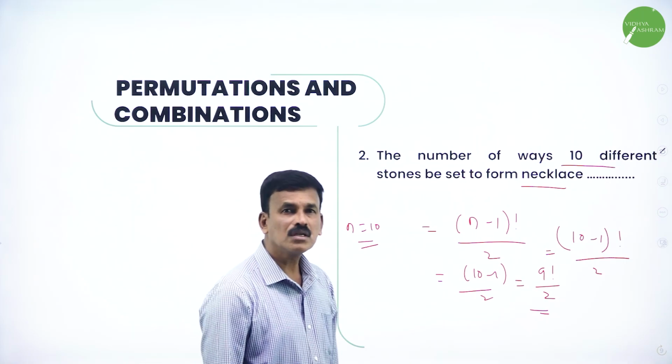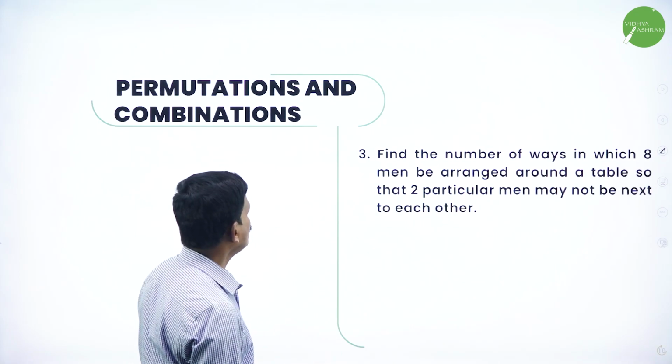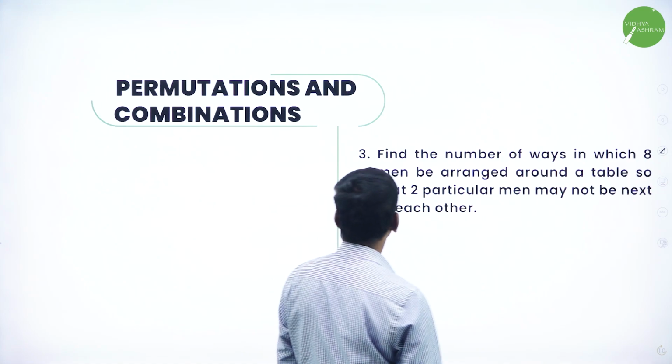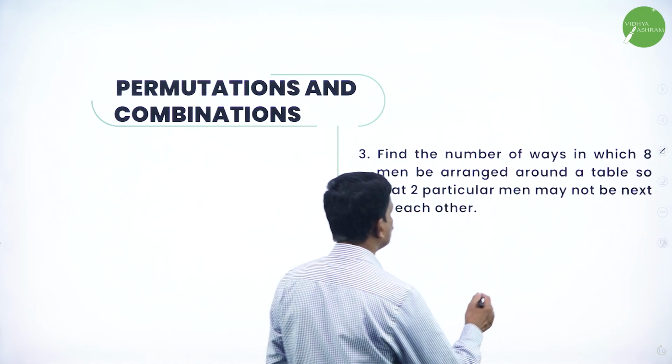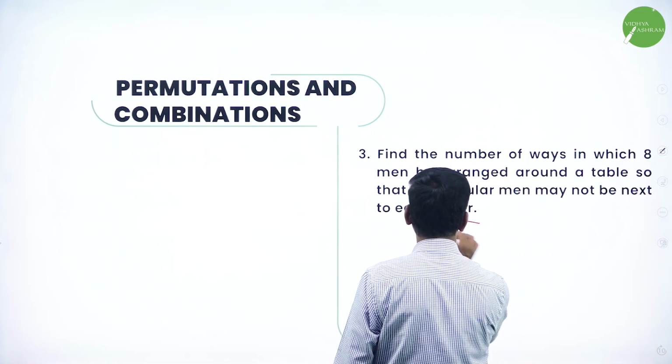That's it. Now, let's move on to the next problem. Find the number of ways in which 8 men can be arranged around a table so that 2 particular men may not be next to each other.